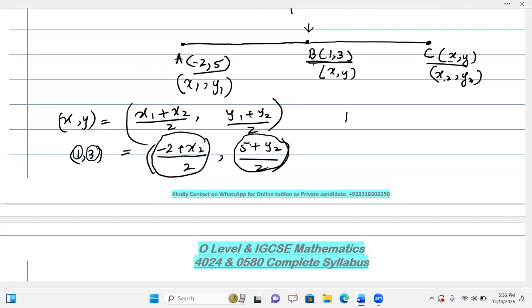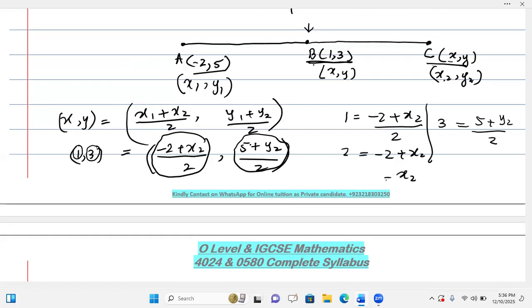1 is equal to (-2 + x2) over 2. This is your first equation. Take the second equation: 3 is equal to (5 + y2) over 2. So try to arrange now. 1 times 2 is equal to -2 + x2. And if I take this -2 to the left side, it will become positive, and x2 will equal 4.